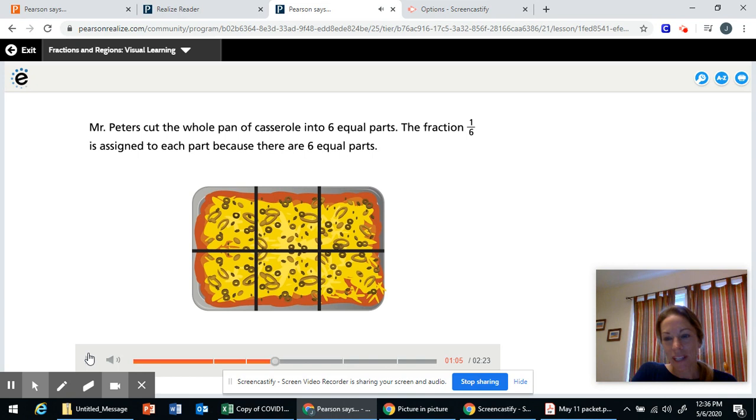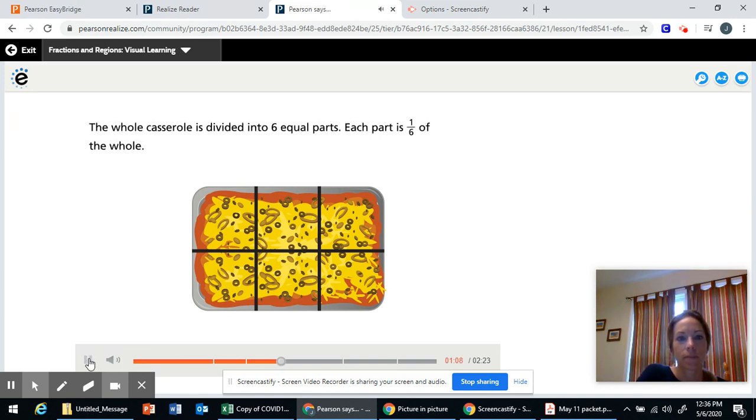So boys and girls, when I am looking at this delicious pan of casserole, when they are saying there are 6 equal parts, they took the whole casserole and split it, or partitioned or cut it up, into 6 equal parts. That way everybody has a fair share. You have 1, 2, 3, 4, 5, 6. There are 6 equal parts, which means I could label one part with 1/6, another part with 1/6, and another part, and I would keep doing that. Let's continue.